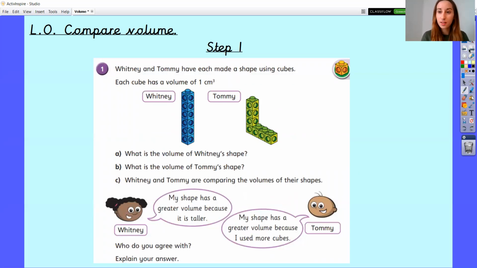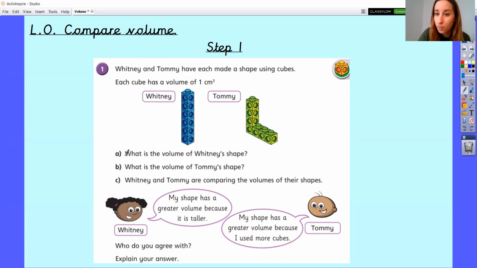Okay, so thinking about what we've just talked about together, I'd like you to have a go at step 1. So step 1 is broken down into some different questions here. And it's all about these lovely people. We've got Whitney and we've got Tommy. And they've each made a shape using cubes. This is Whitney's shape. She's gone for blue cubes. And this is Tommy's shape. He's gone for some green cubes. Very nice. Each cube that they are using has a volume of 1 centimetre cubed. So that's really handy. It helps us to work out the volume really easily. So 1 centimetre cubed each, they've made 2 different shapes.